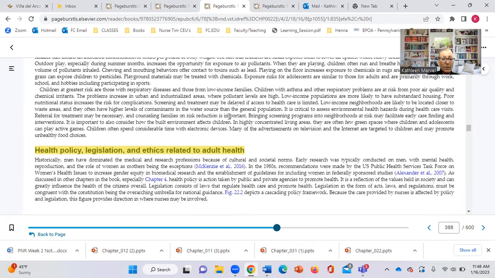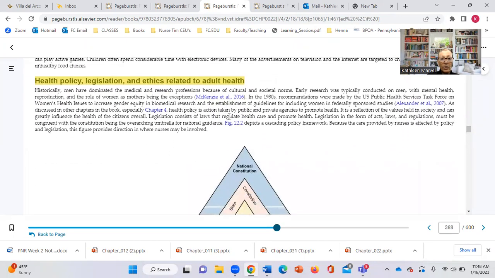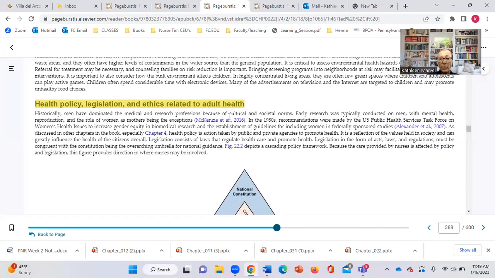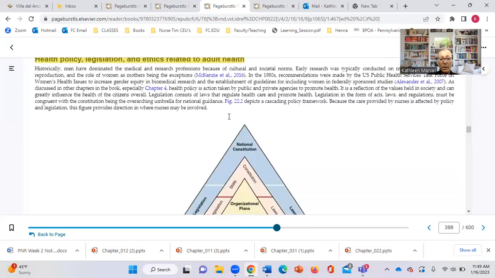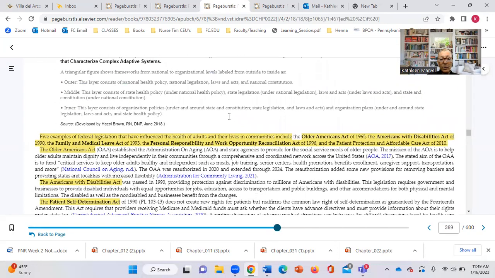So have a look at that section. And then we certainly know that health policy, legislation, and ethics, we're switching gears here with regards to adult health in the older adults. So we're switching gears here for a second. There's 5 pieces of legislation that I'd like for you to be familiar with.